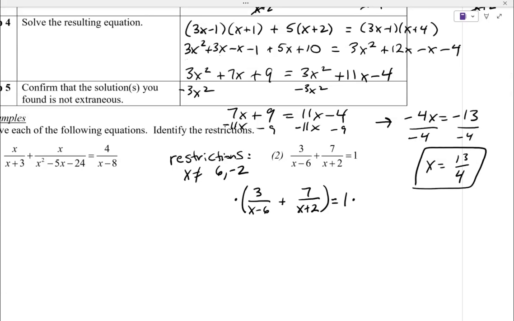Looking at the denominators now, what do we need to multiply both sides by? Good. Yeah. We have an x minus 6 in that first fraction, so we want to multiply both sides by x minus 6. What else? Okay, we get x plus 2 as well, because that's in the second fraction, right? So far, so good? Yeah. Okay. Then what do we do next?